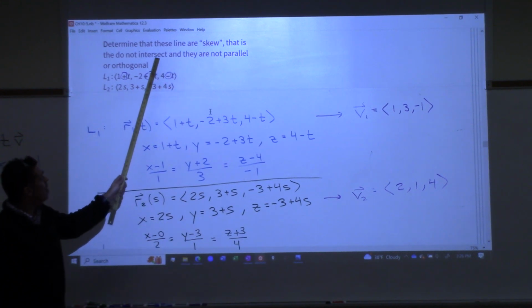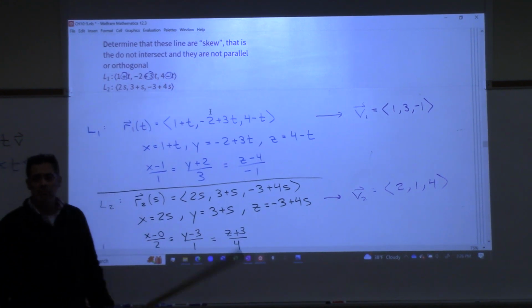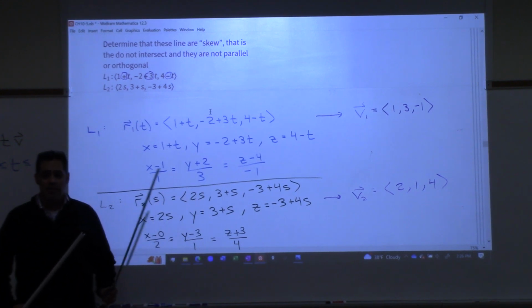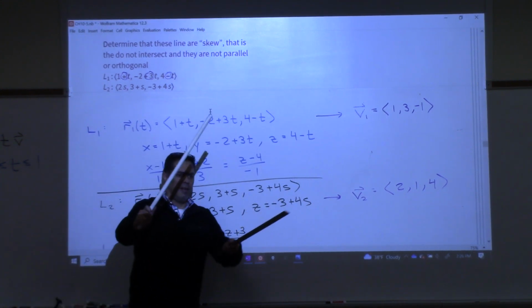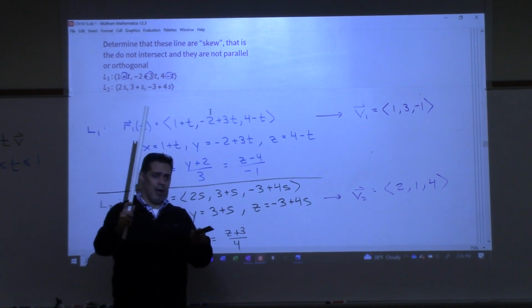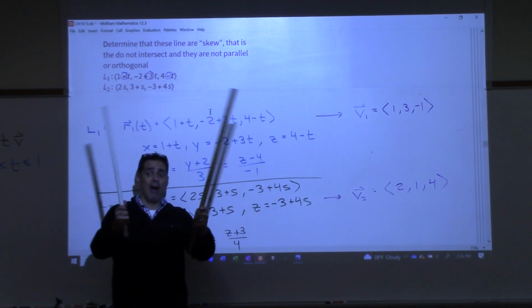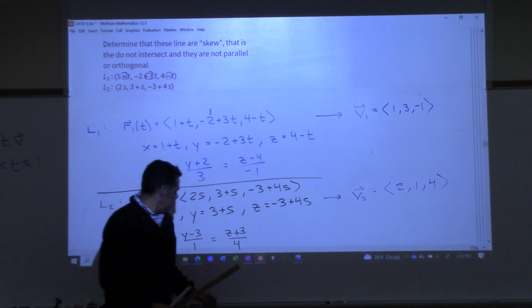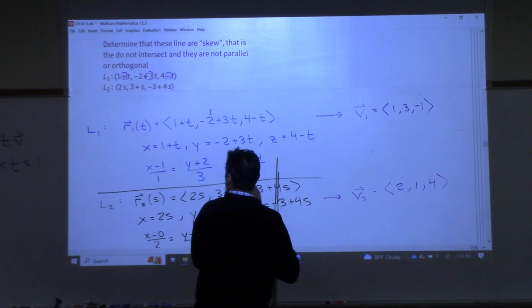Are they orthogonal? What do you do there? Dot product. Take these two vectors. If you have two lines and you have their direction vectors, then for them to be orthogonal, the dot product of those direction vectors would have to be 0. So let me start writing this stuff down.